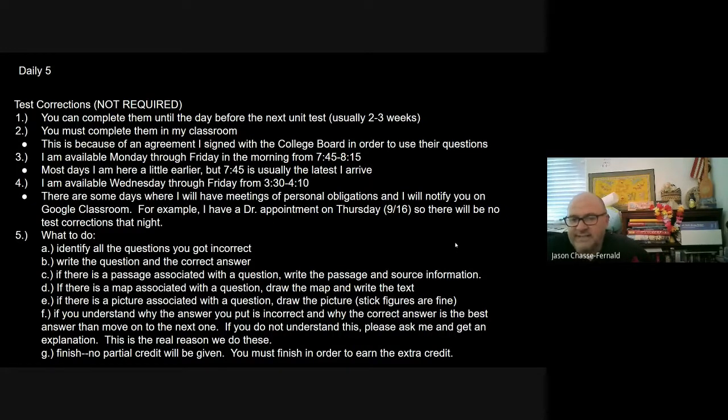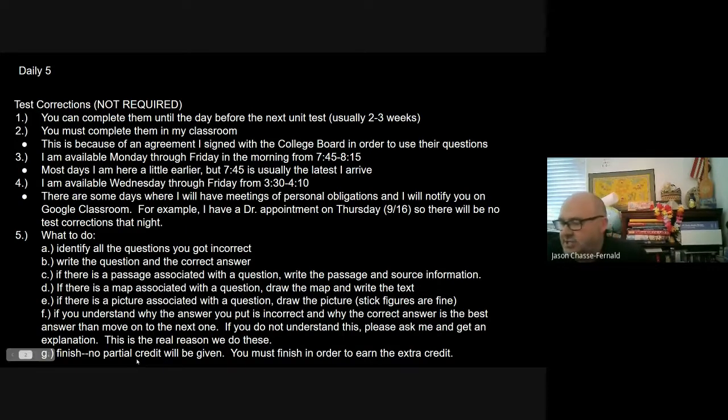Right, so if you understand why the answer you put is incorrect and why the correct answer is the best answer, then move on to the next question. If you don't understand, please ask me and get an explanation. I am literally going to be probably sitting at my desk and you're going to be in my room, because it has to be done in person. So just ask. This is the reason why we do this, right? We do this so that you can figure this out. I'm going to explain that in a minute a little bit better.